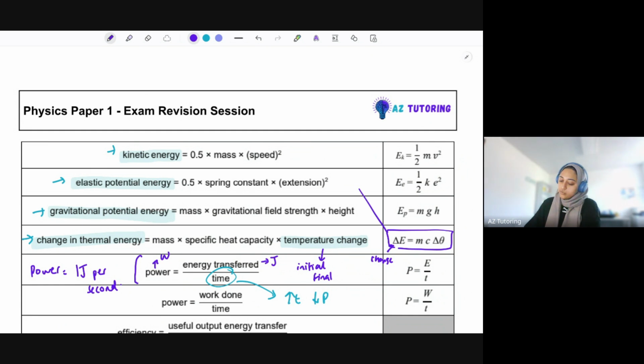To make C the subject, I want to get rid of the M and the delta theta. Because I'm timesing by M and I'm timesing by delta theta, I am dividing by that because it's the opposite. So I've got delta E over mass times delta theta. So that's how you rearrange it. Be quite confident with rearranges, especially this one as well. They could ask you the extension in there, so you should be familiar with how to rearrange that.